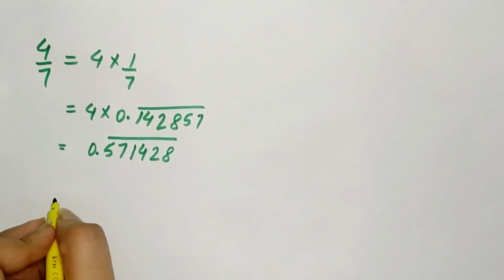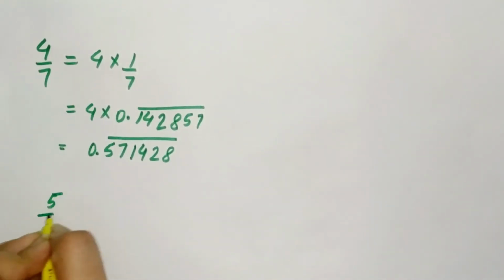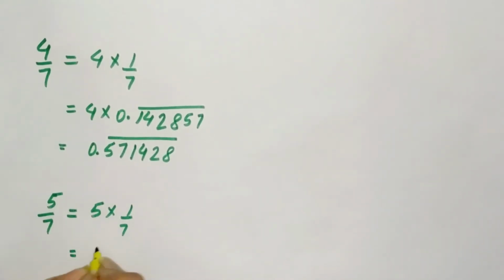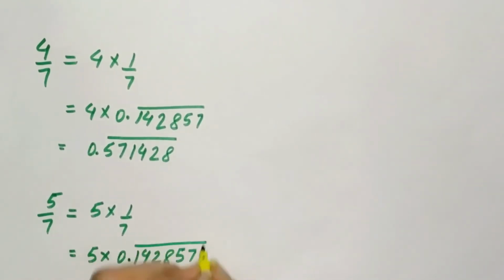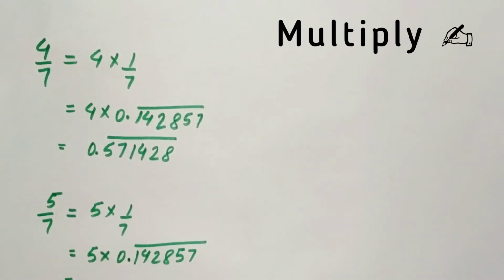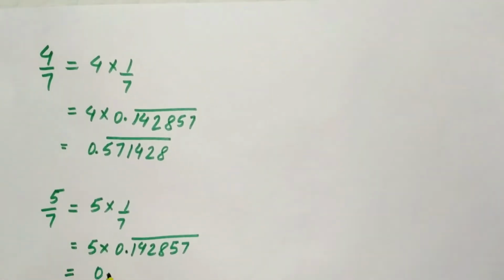Similarly, 5 by 7 can be expressed as 5 multiply 1 by 7. 5 multiply 0.142857 bar. Multiply both the numbers, which is equivalent to 0.714285.